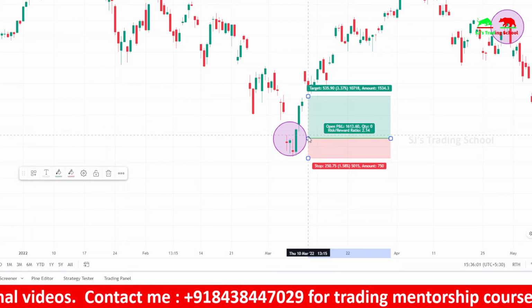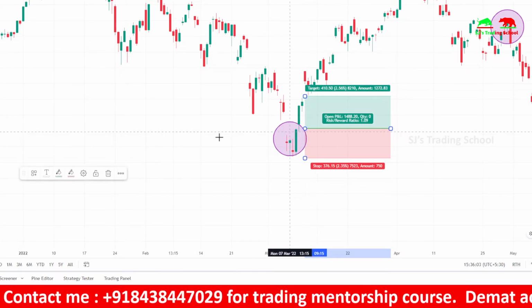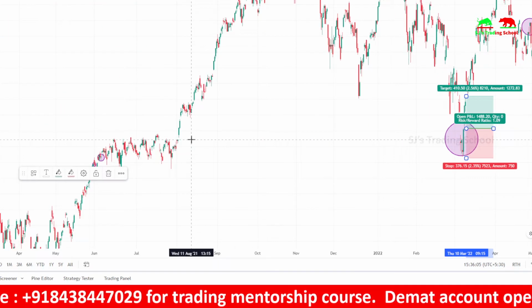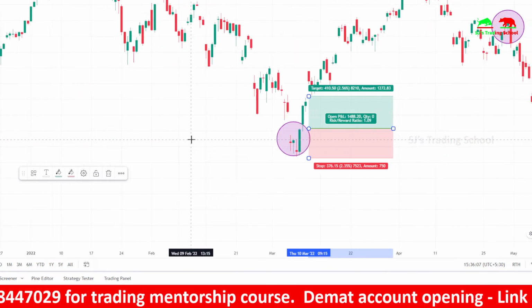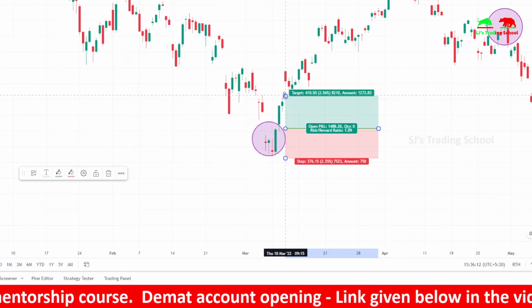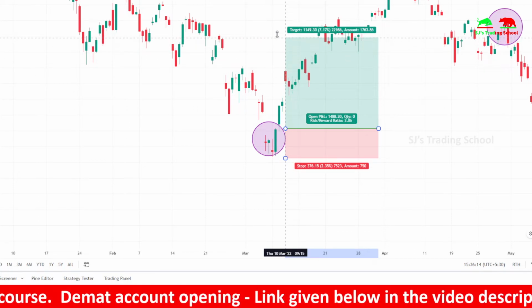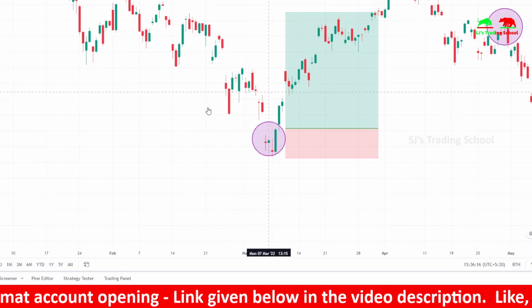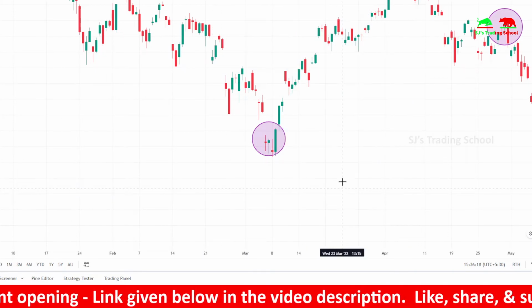So wait for the next bullish candle since there is no previous support, but there is a previous support here. But if you are a conservative trader, you can keep your entry and targets here like this. You can keep your thing.